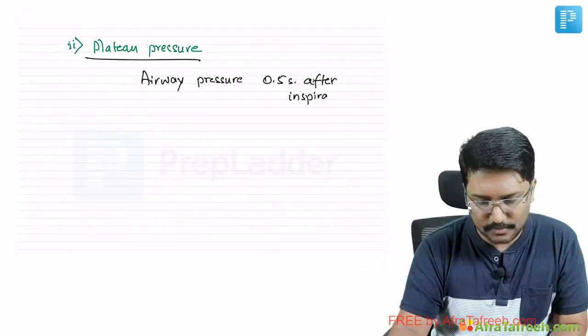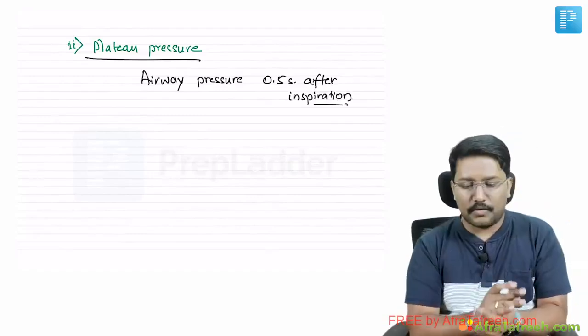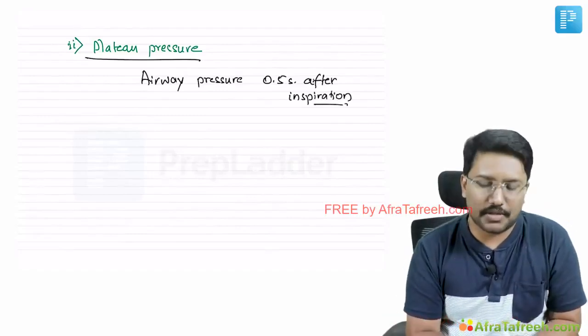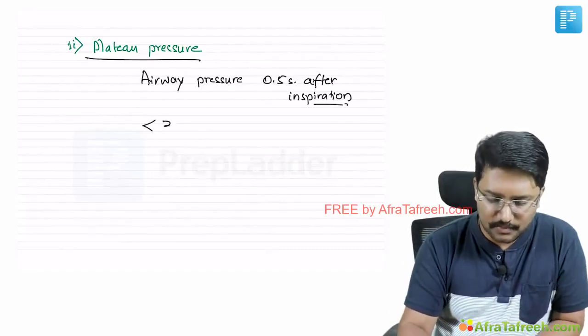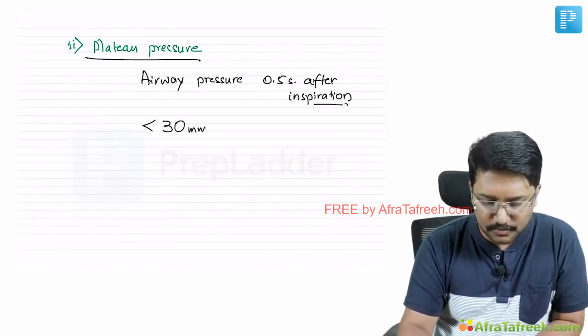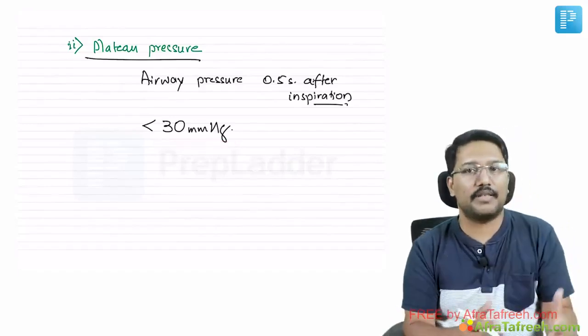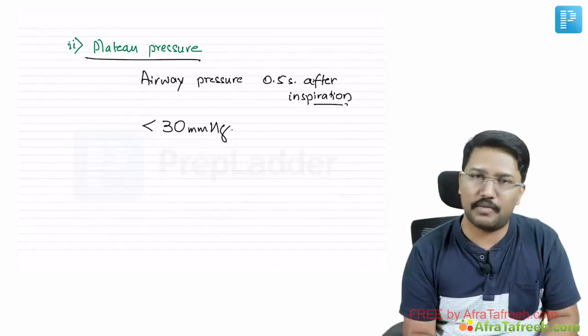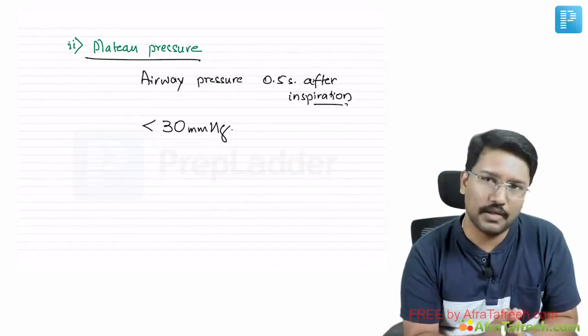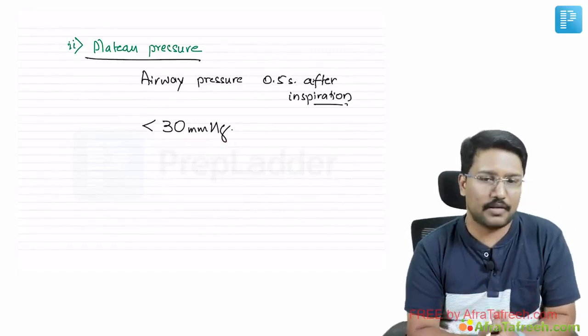So basically, you're looking at airway pressure 0.5 seconds after inspiration. Now, this should be kept less than 30 millimeters of mercury, because higher than that means the airway pressure is high, it is crossing probably the upper inflection point and the patient is at risk of barotrauma, right? This is the thing to achieve.